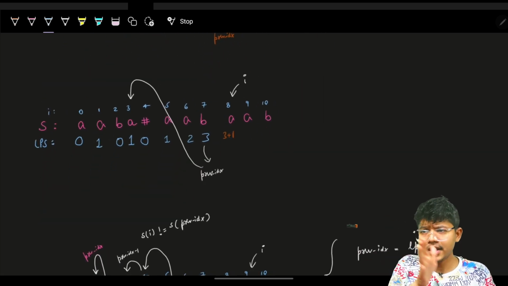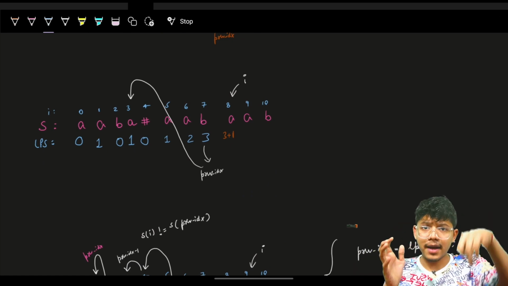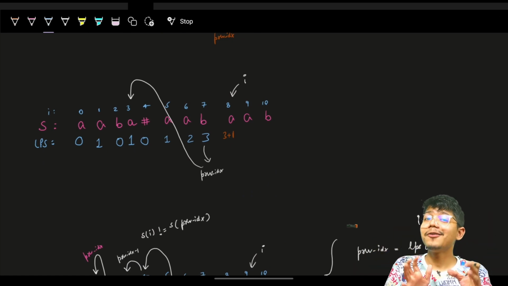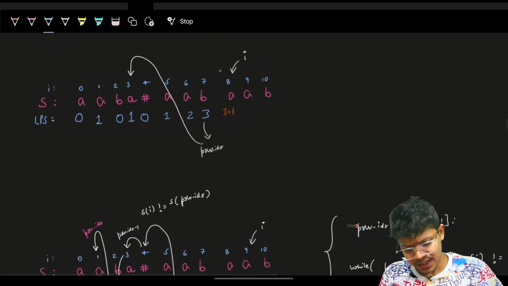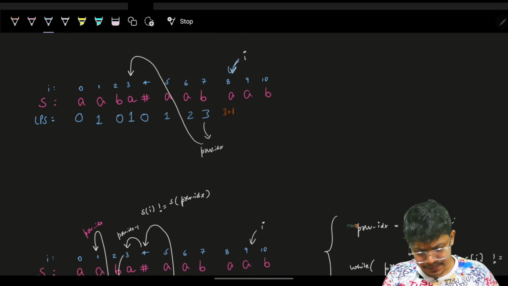We are simply checking my previous index value. If we are matching with it, then we are simply adding a 1. Bhaiya, what if it doesn't match? We will see that. That's the most important part. But okay, let's say we are at this I, specifically.